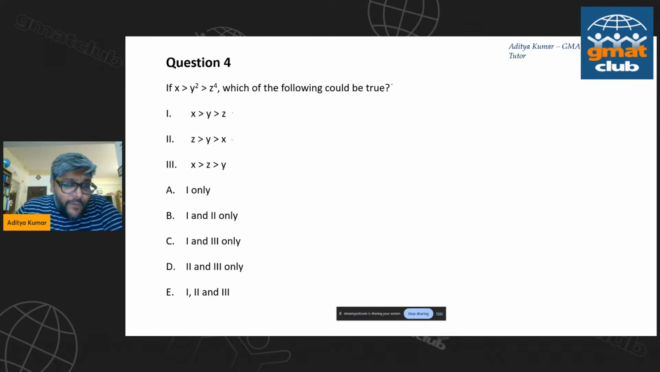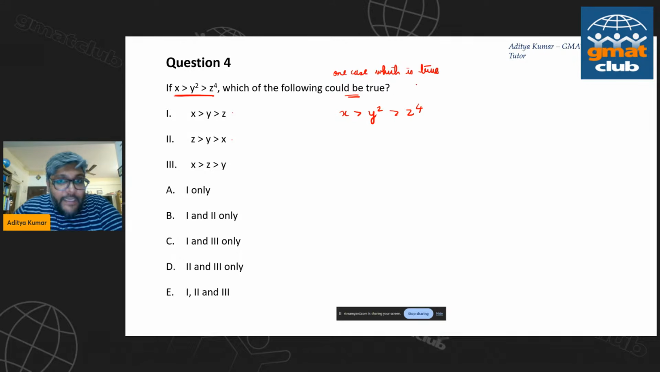What is the rule for a could be true question? You should try to find one case which is true. But what is the most important bit? I have to stay within the limitations of the constraint. So I've been given x is greater than y square is greater than z to the power of 4. I cannot violate that. And I need to first evaluate 1, x is greater than y greater than z.